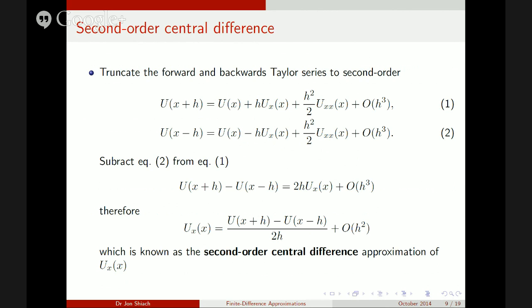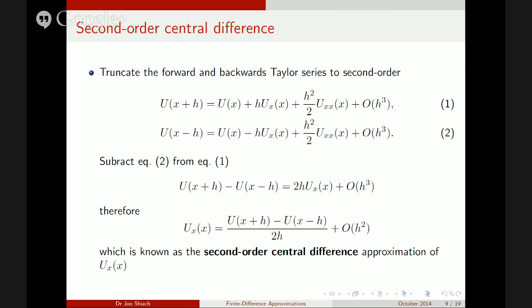If I subtract equation 2 from equation 1, on the left-hand side I've got u at x plus h minus u at x minus h. The u at x terms cancel out. For this term, we've got h times the derivative of u minus minus h times the derivative of u, so we've got 2h. That's where the 2h comes from. The truncation error stays the same, because even though I subtracted these two, there are still higher order terms there. Therefore, if we rearrange this to make the derivative of u with respect to x the subject, you get this.